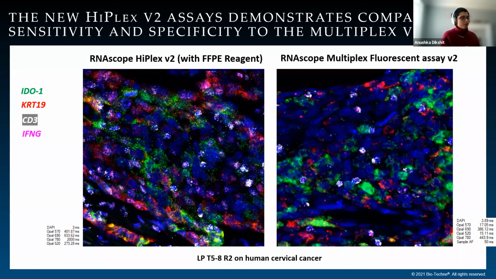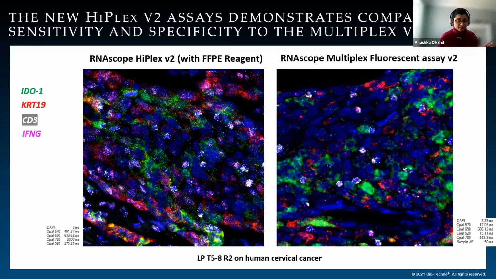And next, we wanted to show the comparable signal detection with our new HiPlex assay to that of our current FFPE assay for multiplexing, which is our RNAscope multiplex fluorescent assay that allows you to do 4 targets at the same time on FFPE tissues. This is our go-to assay for multiplexing for FFPE tissues currently and works extremely well, you can see the strong signal detection.